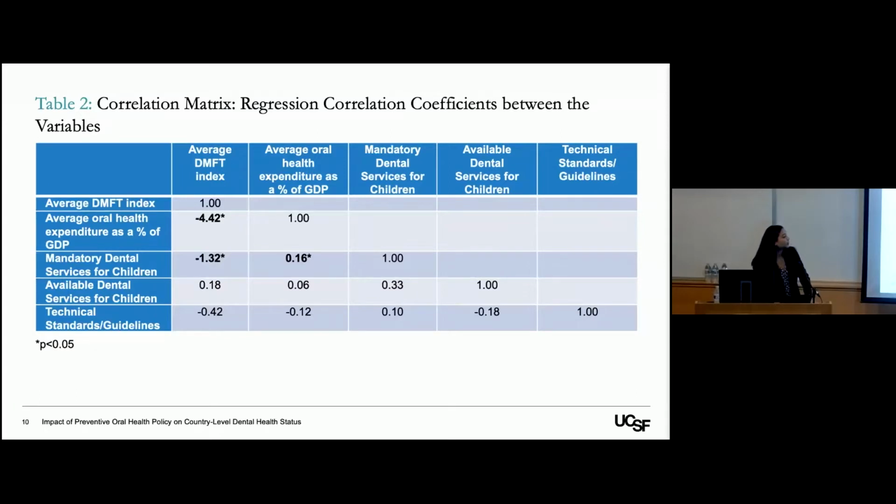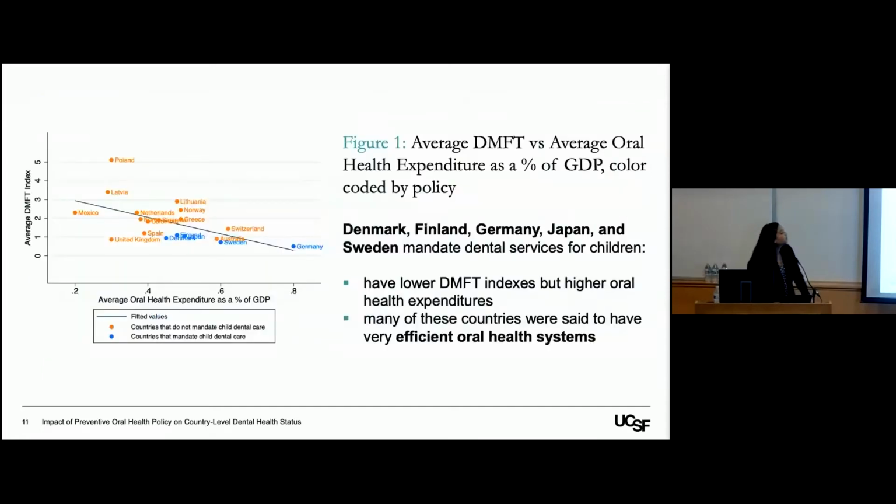And what these numbers suggest is that with mandatory dental services for children, there could be an association of a 1.32 reduction in DMFT index and a 0.16% increase in oral health expenditure. And then this graph is just further highlighting those relationships, showing average DMFT index versus average oral health expenditure.